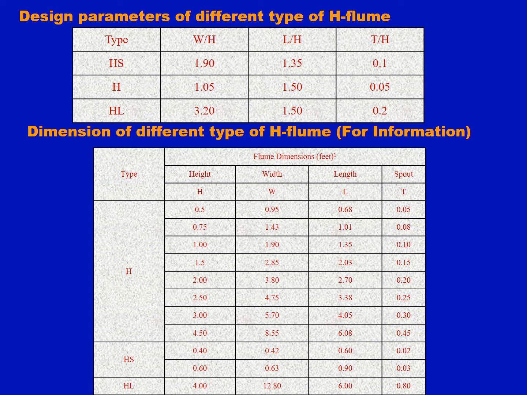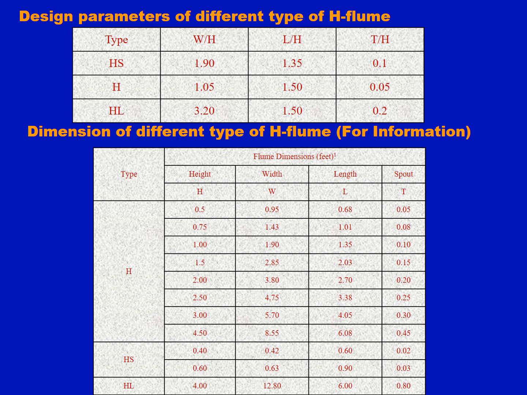Now this table is about the H flumes: H, HS and HL. Based on the value, it gives the specified height, width, length and spout. This SPOUT, spot, is the outlet. If you recollect the previous figure, at the last we have a very small channel, that means a small outlet. That outlet is known as the spout.